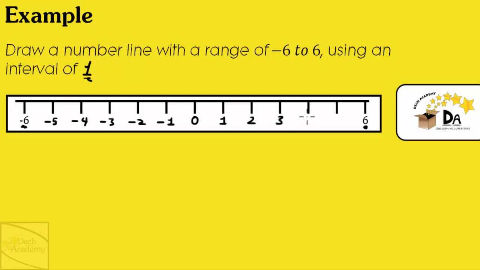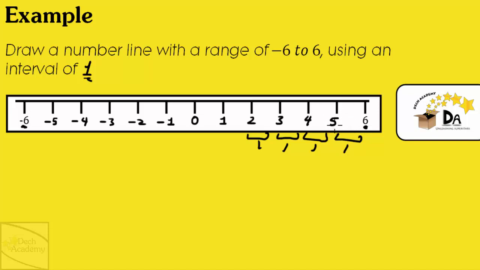2, 3, 3 plus 1, 4, 4 plus 1, 5, 5 plus 1, 6. As you can see, the interval is 1. And it's uniform. Because if I take any two consecutive numbers, if I subtract the smaller one from the larger one, I get 1. I get the interval.